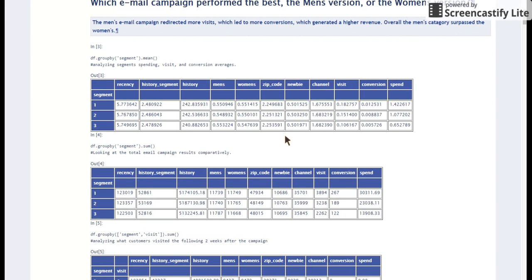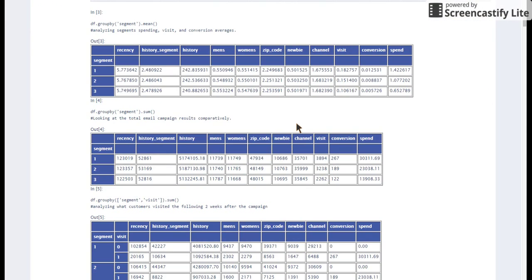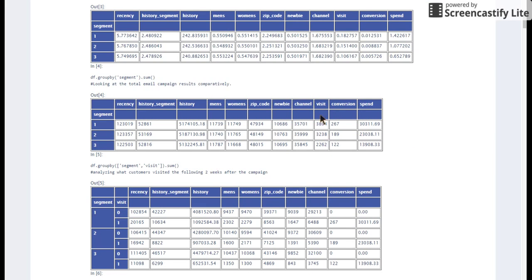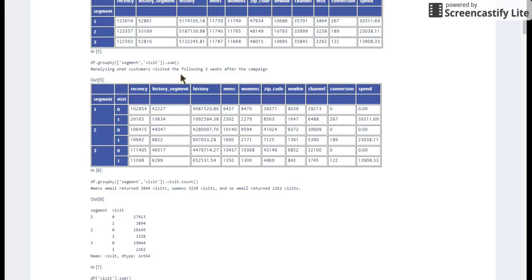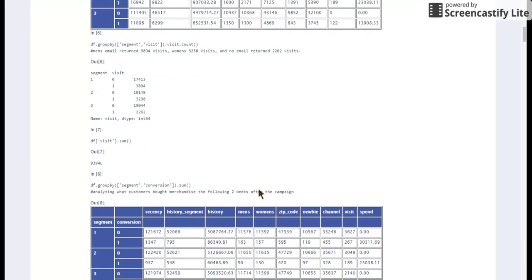As you can see here, when we analyze our segments against spending, visits, and conversion, men still brought about a little bit higher spending values and higher conversion. And even after comparing segment to visits in the following 2 weeks after the campaign, it still gives the same initial values.